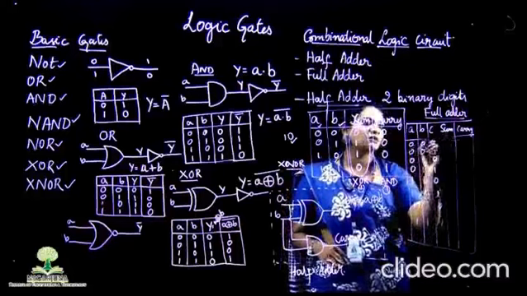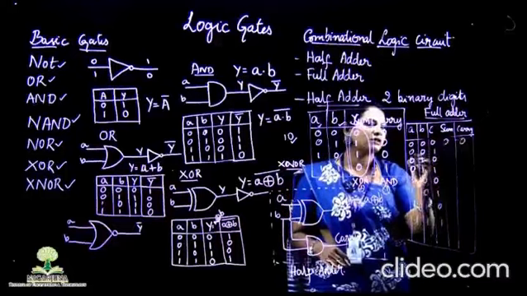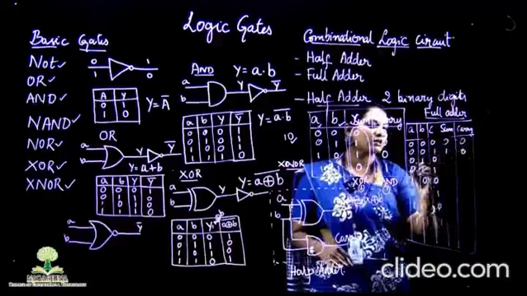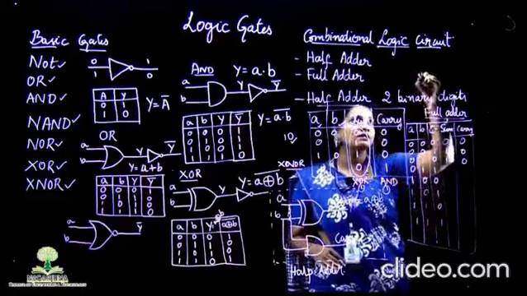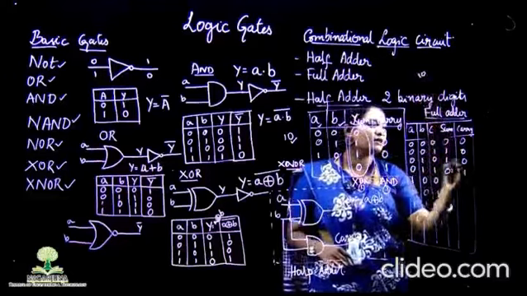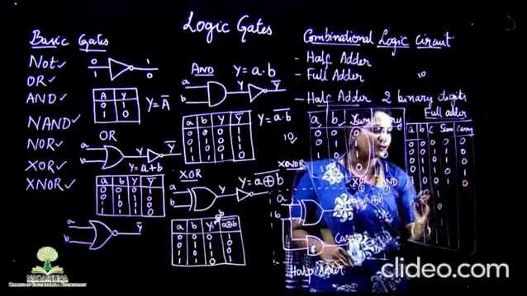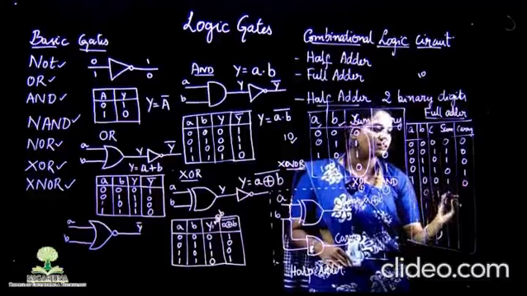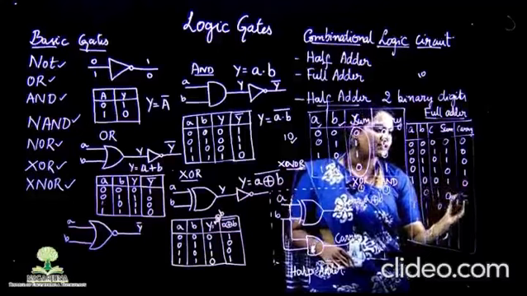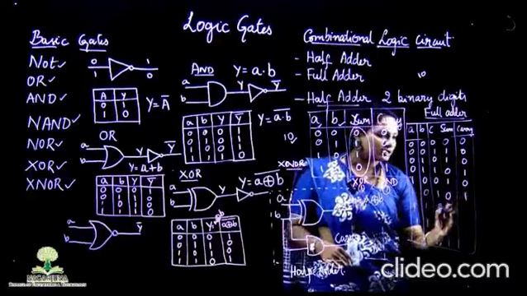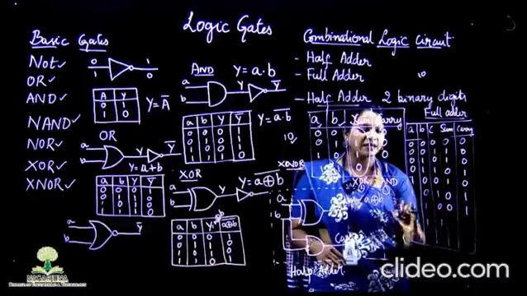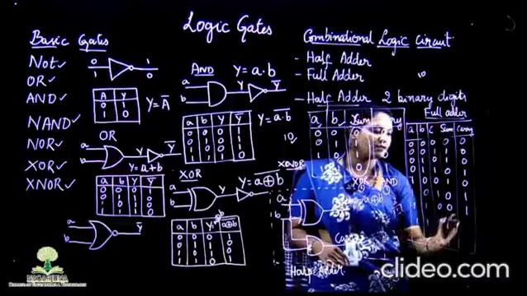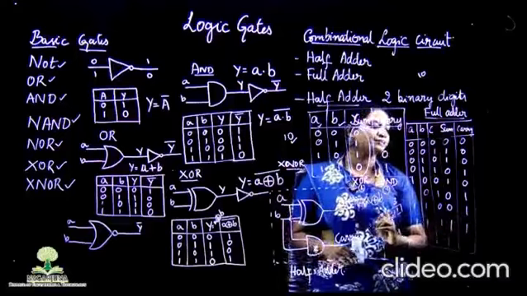Coming to the sum, 0 plus 0 plus 0 would be 0, carry would be 0. This will be 1, carry 0, again 1, 0. 1 plus 1 plus 0 would be 2, and the binary representation of 2 will be 1 0. So we are keeping the 0 here and the carry. Again 1 plus 0 plus 1 is 2, so keeping the 0 here and the carry 1. Then 1 plus 1 plus 1 will be 3. The binary representation of 3 is 1 1. Hence we are keeping the 1 here and the carry part here.